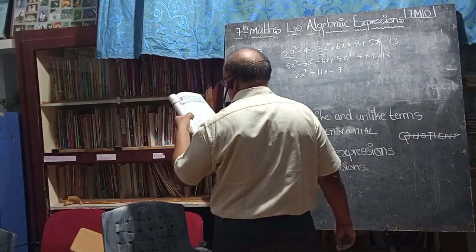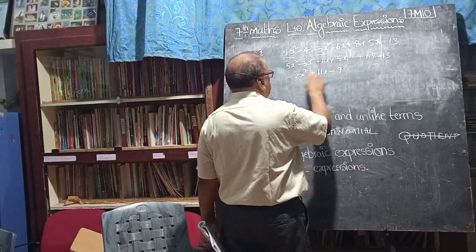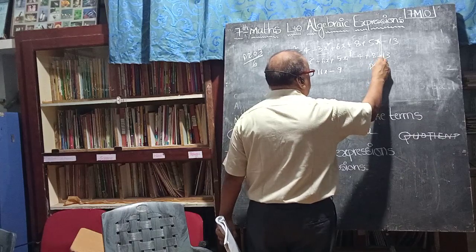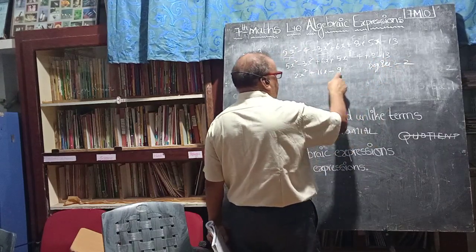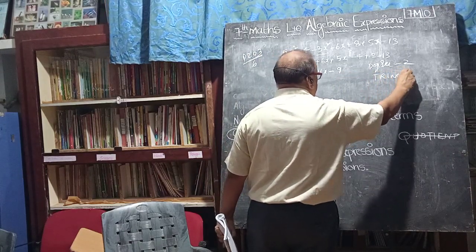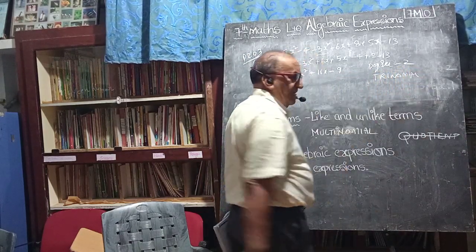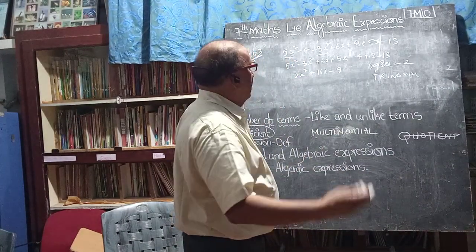That is the expression. We want to know its value. So what is the degree of this expression? The degree is 2. And how many terms are there? 3. So it is a trinomial. It's not asked here, but I am simultaneously telling all the other questions that might appear.